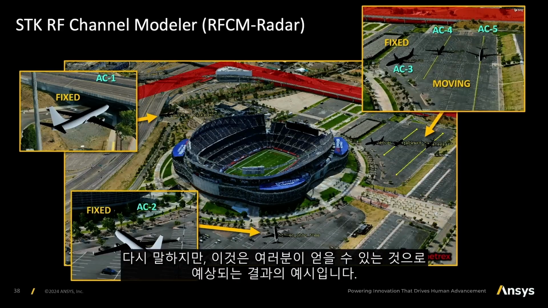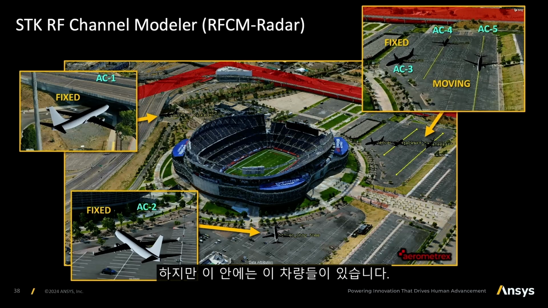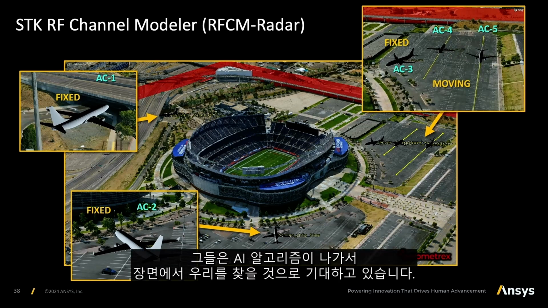Again, this is an example of the kind of stuff you would expect to get. This is not Loch Ness, okay? This is our data from Aerometrics from the stadium. But inside these, we have these vehicles in that scene. In the real world, you will have vehicles in your scene. They're expecting the artificial intelligence algorithm just to go out there and find us in the scene, right?